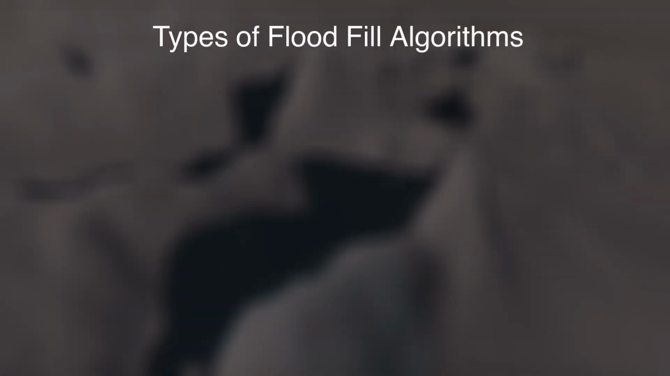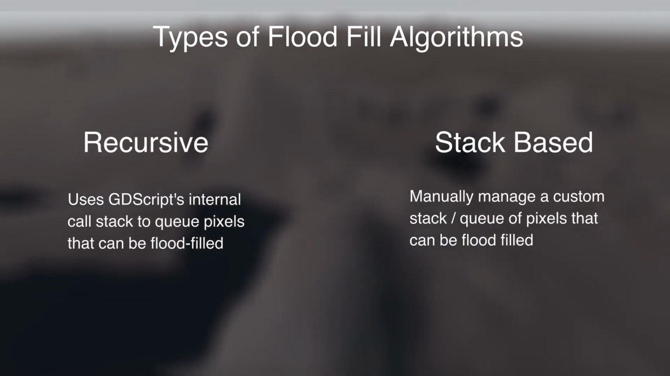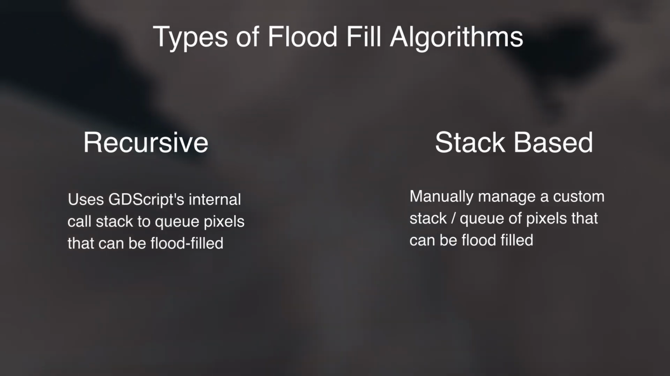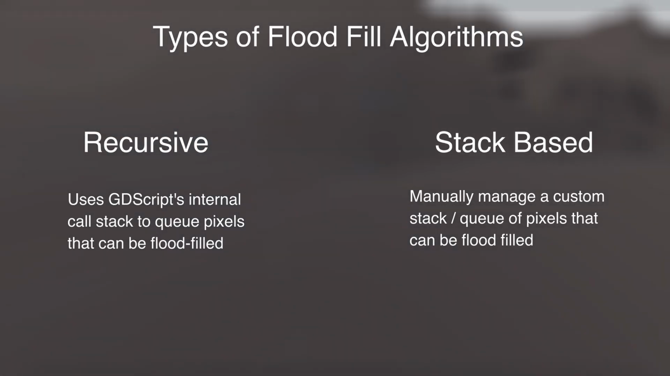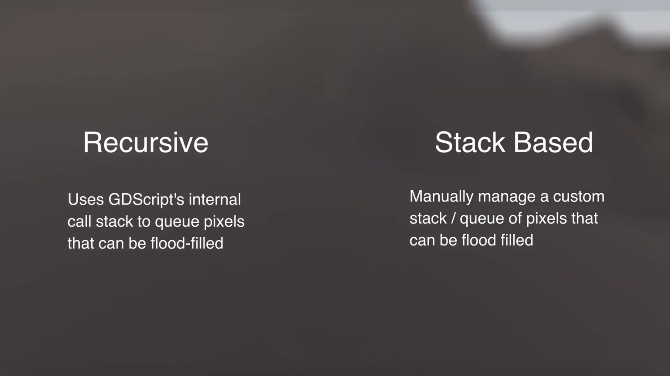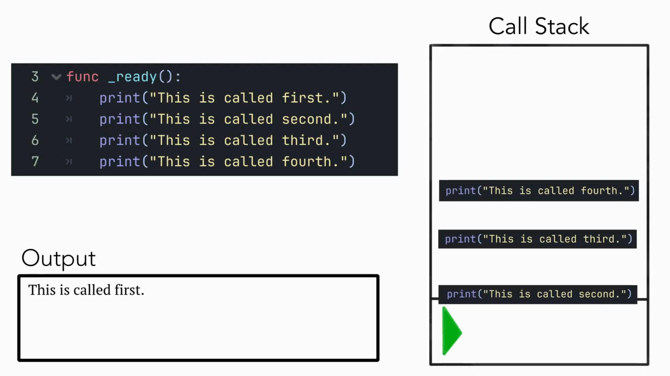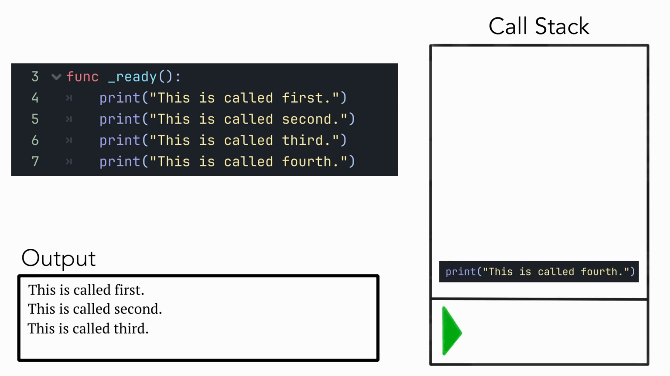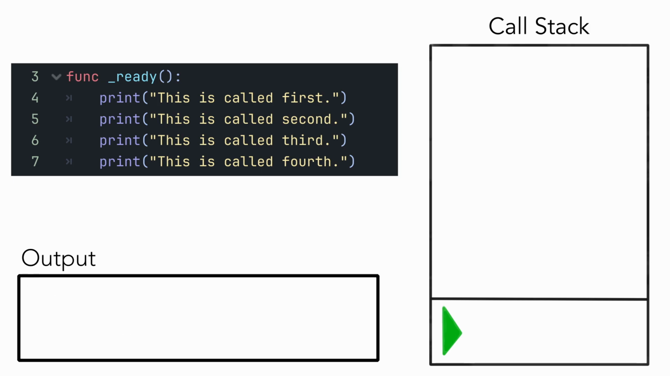A flood fill algorithm can be designed to be recursive or stack-based. A recursive flood fill algorithm would just use GDScript's call stack to handle the recursion, which can lead to memory leaks and stack overflow if there are any errors. And when I say GDScript's call stack, I'm talking about the internal stack GDScript uses to keep track of function calls and where to return once each one finishes.